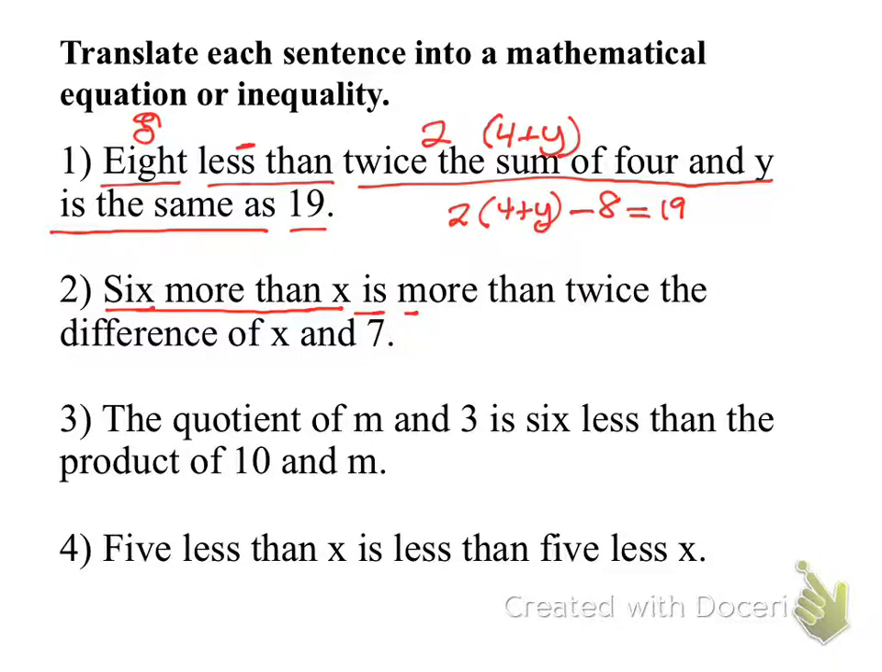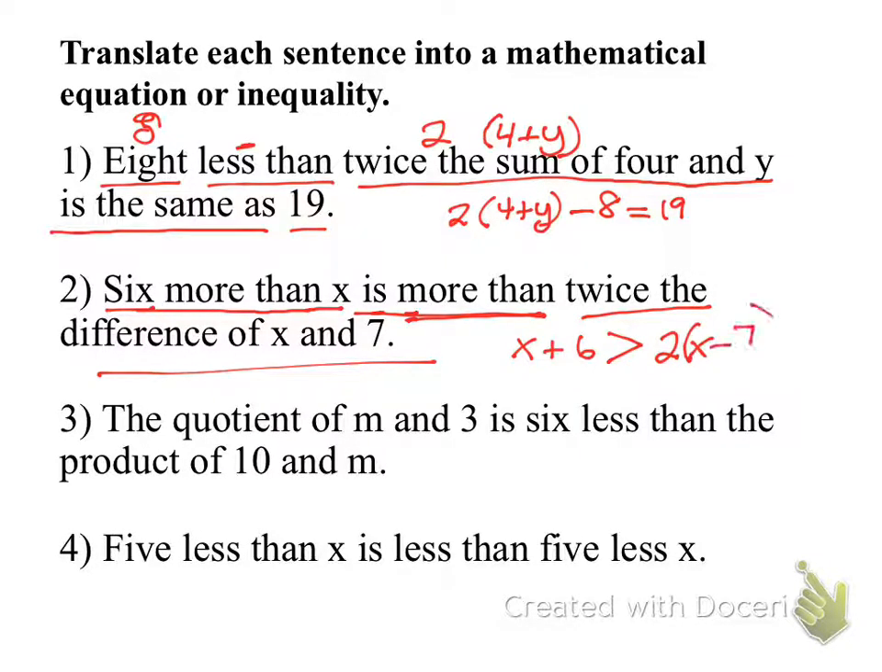Oh, did we already do this one? No, we didn't check it. Is less. So what do we get for number 2? I got x plus 6. Good. She did the crisscross. Is greater than, is more than. Keep going. 2 times the quantity of x minus. Perfect. Questions?